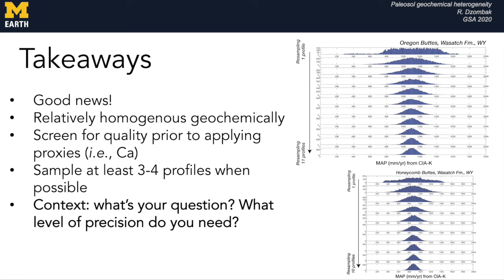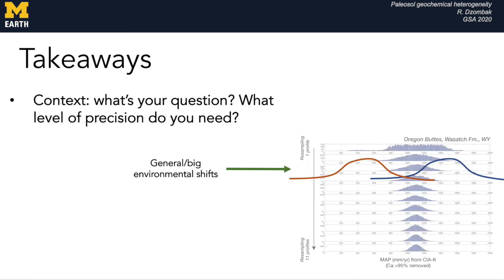And what I'm really getting at here is whether you are thinking about big general environmental shifts, so something like a transition between a forest and a desert, where you would have a really big, really obvious change in precipitation, as opposed to a nuanced or higher resolution climate record that you're looking at, where you'd expect a smaller magnitude of change, for example, 200 millimeters per year of precipitation, where you would need that lower uncertainty to differentiate between those results.